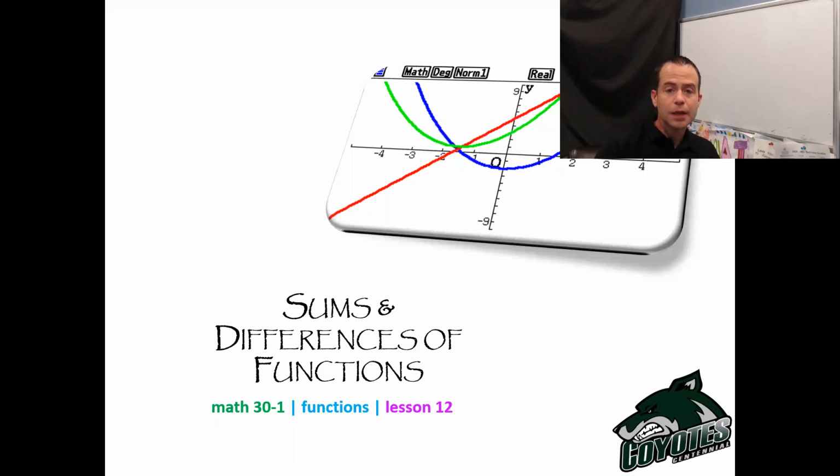Hey everyone. So today begins that third shift in this big long unit. The first section of functions, we dealt with radical and rational graphs and functions. And then the second section, we've been dealing with polynomial functions. This is now the last section of this big long unit, and it's probably the easiest 3 or 4 days we're going to spend in the whole year. And it's on function operations.